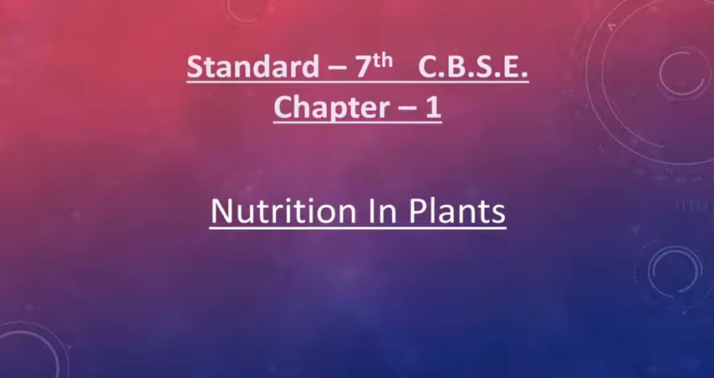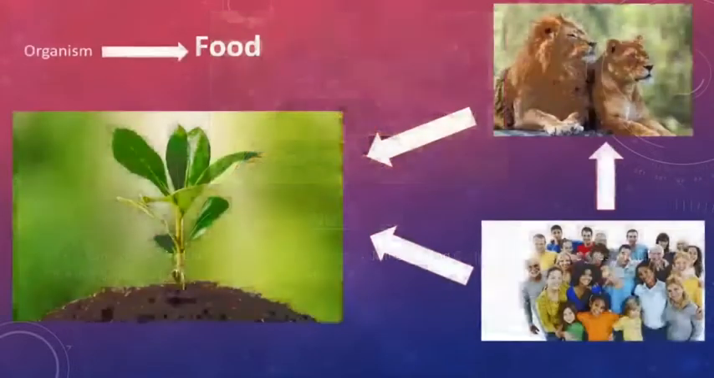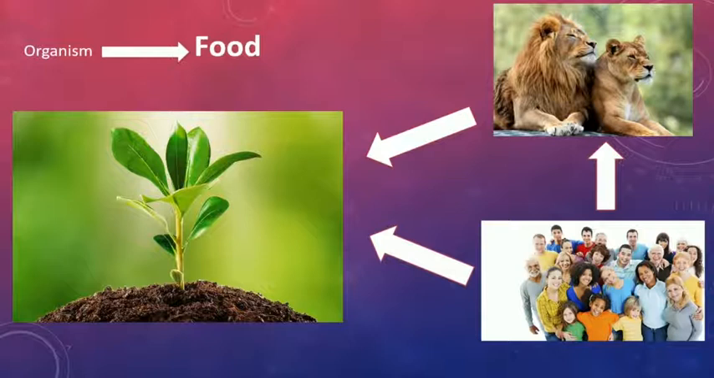Today we are going to talk about chapter 1 of standard 7, that is nutrition in plants. Before studying nutrition, we must know what nutrients are. So all the components, including fats, proteins, vitamins, minerals and carbohydrates, that are very essential for any living organisms are called nutrients.